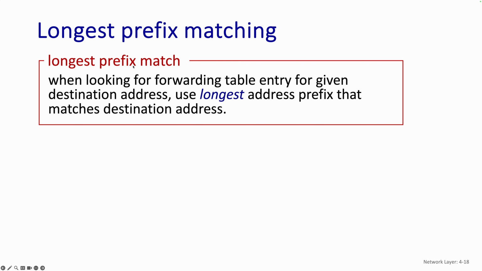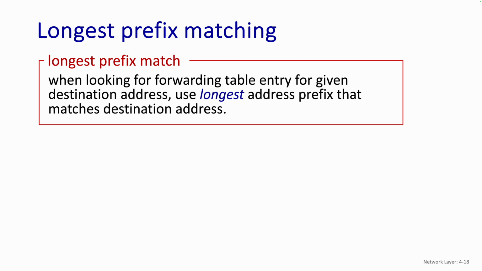So longest prefix matching is when I'm looking at a destination address, and I look up at my table, how do I match it up? I can't have a one-to-one mapping for every IP address to an output port, because there are a lot of IP addresses out there, 2 to the power of 32 to be exact. So I don't want a table with all those in there.